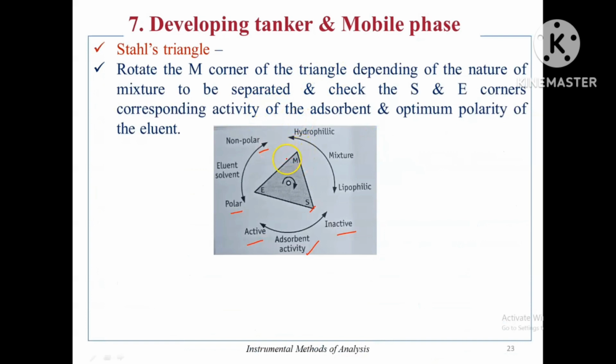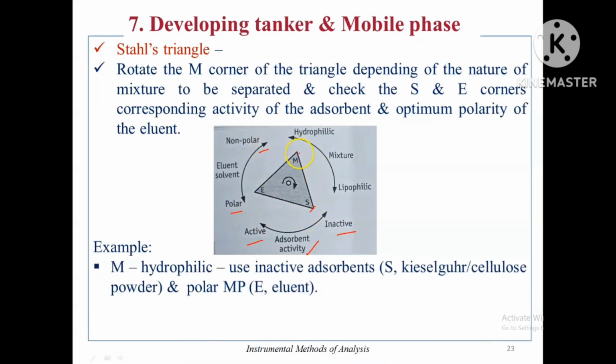When we rotate the M corner of the triangle depending on the nature of the mixture to be separated, then check the S and E corners for the corresponding activity of the adsorbent and optimum polarity of the eluent. For example, if the mixture to be separated is hydrophilic in nature, then keep the triangle in such a way that the M corner is oriented towards the hydrophilic side. Then the S corner of the triangle will be oriented towards inactive. In that case, we have to use an inactive adsorbent such as Kieselguhr or cellulose as the stationary phase. In this case, the E corner of the triangle will point towards polar. That means we have to use a polar mobile phase.